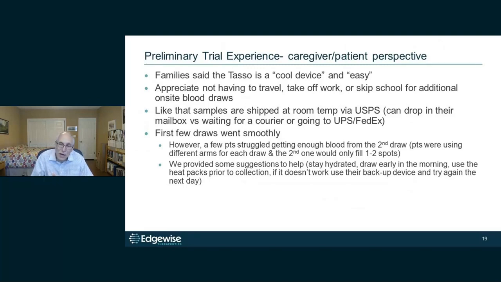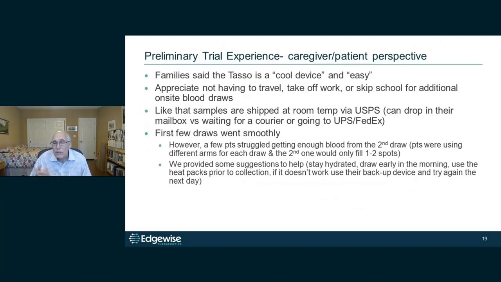As I said, sometimes for our patients, it's an airplane ride, not just a drive to get to the clinical site. So the families don't have to take off from work, skip school, and it's much easier to get additional blood draws from these small patients. The patient or the parents usually like that the samples are shipped at room temperature. So this device gets attached to the arm for approximately 5 minutes.